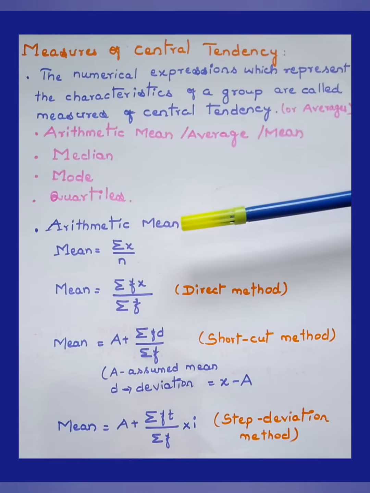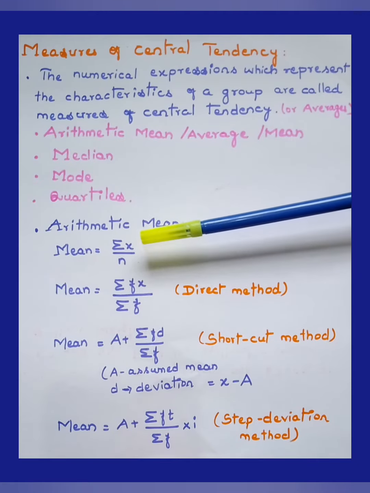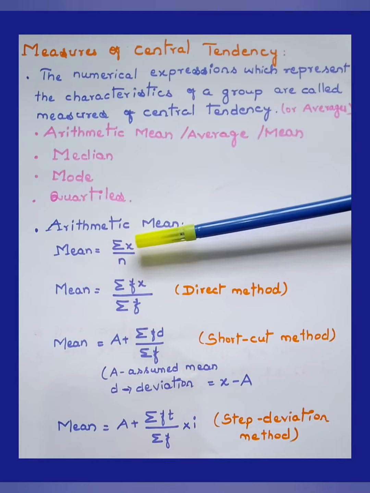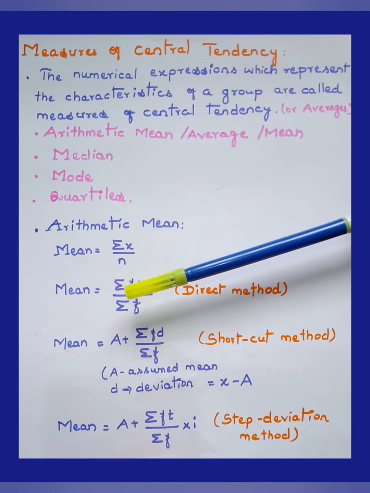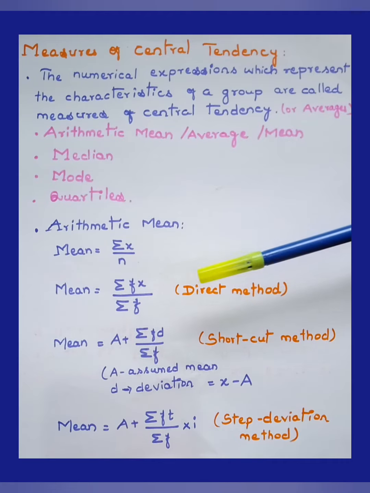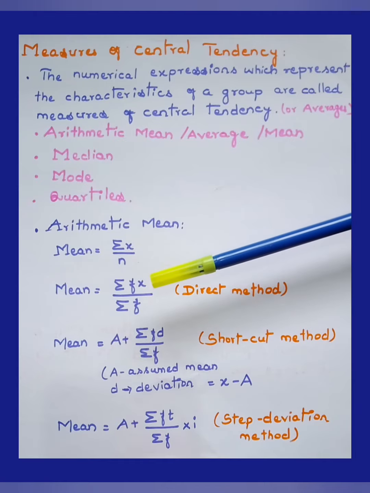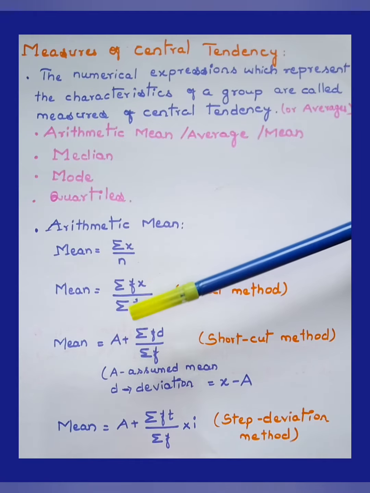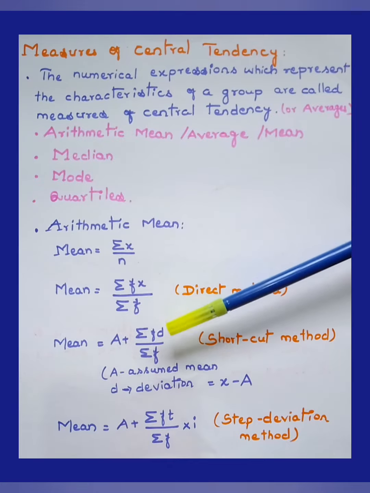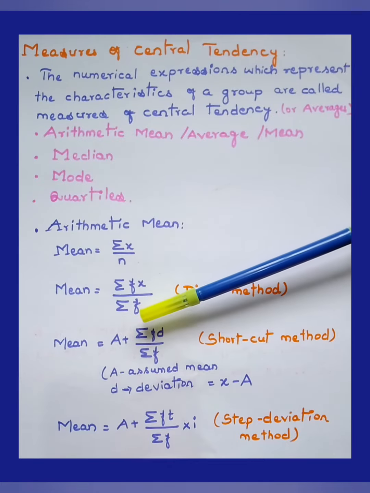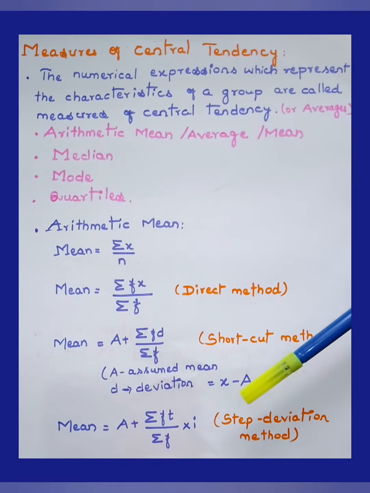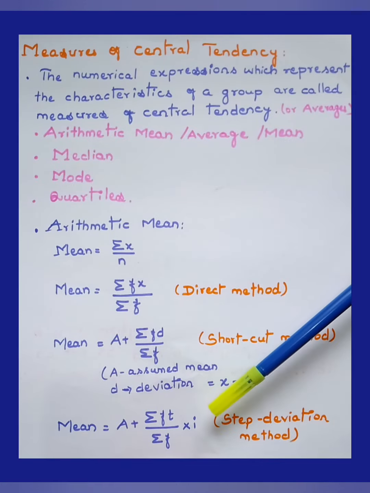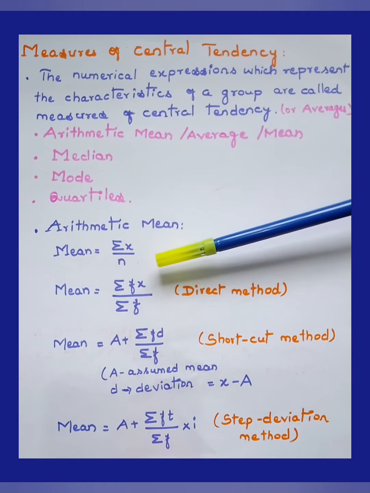Okay, arithmetic mean, we use this formula: mean is equal to sigma x by n, where sigma x is the sum of all the elements given and n is the number of elements. Mean is also calculated by the direct method using this formula, sigma fx by sigma f. Next, by the shortcut method, we use this formula, where a is additionally added here, that is, a is the assumed mean and d stands for deviation, which we calculate by x minus a. And by the step deviation method, we use the other formula like this. Okay, so we are going to deal with this formula only.